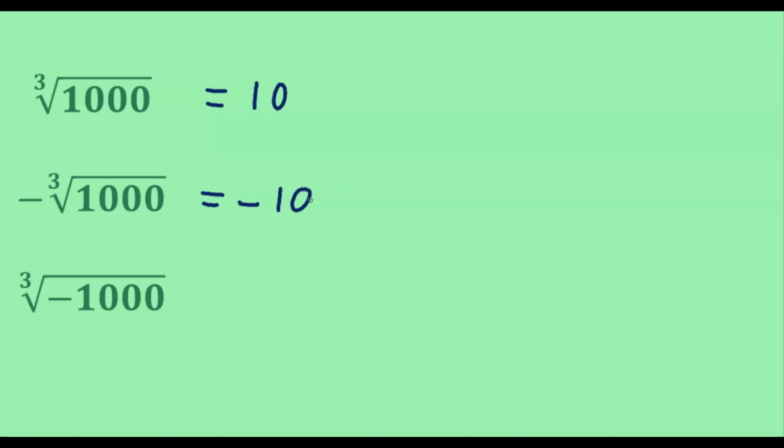Then we have the cube root of negative 1000. Now this will be negative 10. This is because negative 10 whole cubed, that is negative 10 multiplied by itself 3 times, is equal to negative 1000.